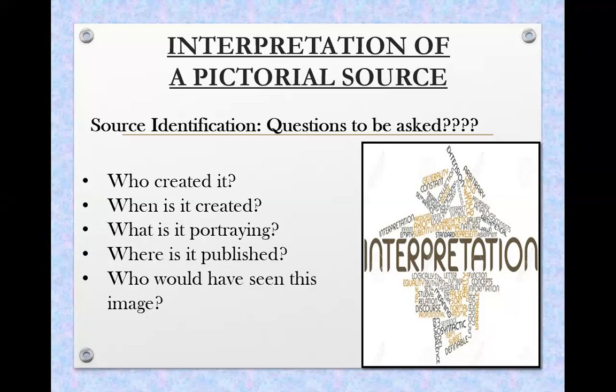And who would have seen this image, right? If the picture is published in Britain, definitely the British people will be looking at that. And if the picture is published in India at the time of the War of Independence, who is going to look at that picture? Definitely Indians. So the portrayal of that particular picture to a specific kind of audience is going to be different, right? Is everybody clear with these questions? Are you clear with this?